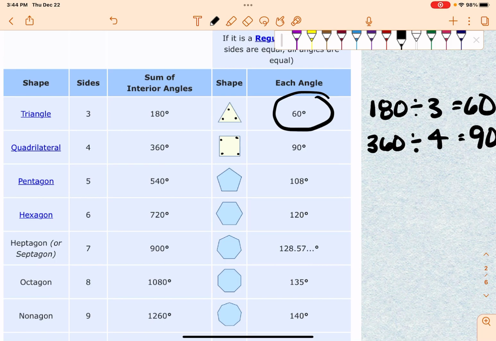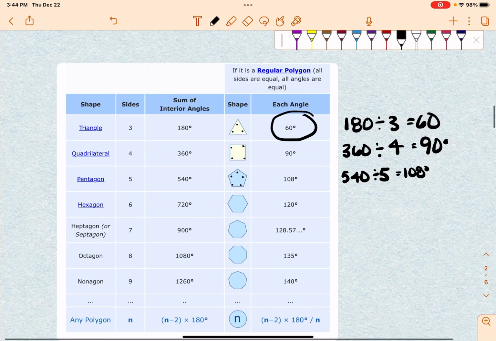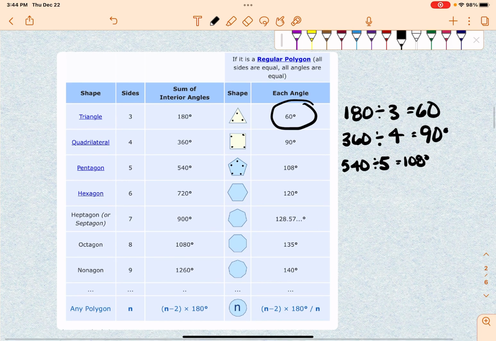Pentagon, if it's a regular pentagon, 540 divided by 5 is going to be 108. So that means each of these angles would be 108 degrees. And it kind of keeps the pattern going all the way down. Now this would be something I'd probably pause the screen for a second and take a screenshot so you can remember what those are.